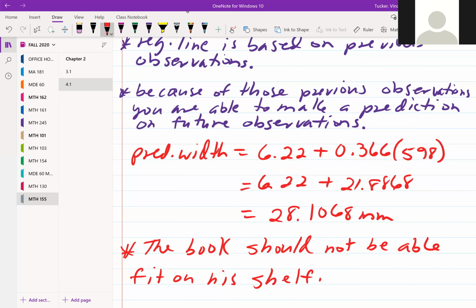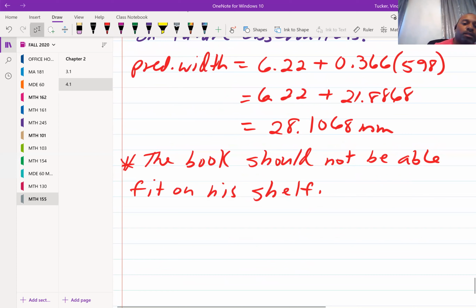All right, so the book should not be able to fit. I can't believe I left off not. All right, but once again, thanks for that catch. Anything else before we go to the next thing? Make sure we're good. We're about to get into finding the regression line.